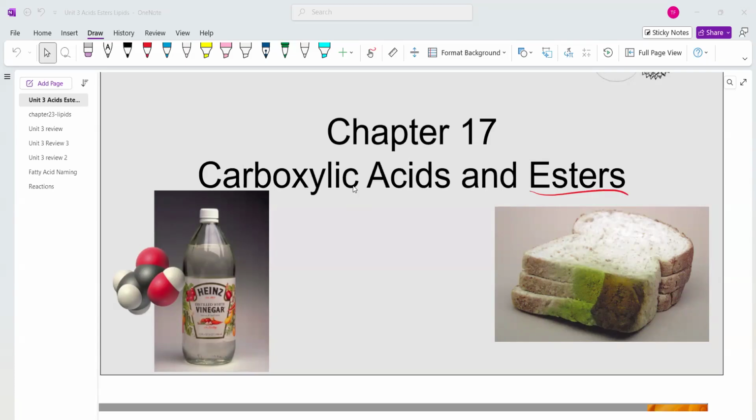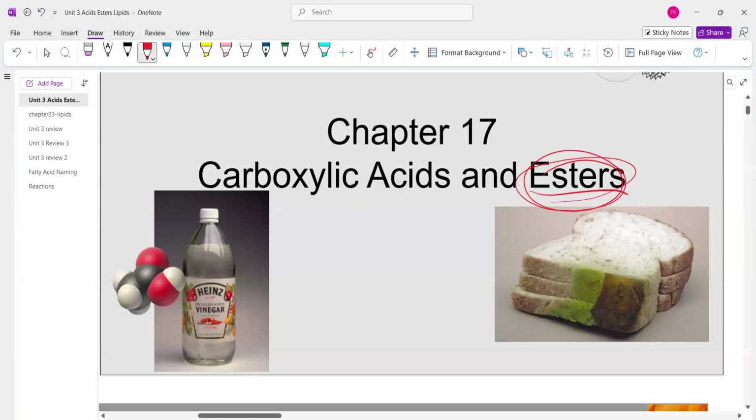So unit three is on acids, esters, and lipids. I keep doing that. Acids you're pretty familiar with. There's vinegar, acetic acid. From 305, you've talked about acids quite a bit, but you haven't talked about esters much, if at all. And esters happen when we have an acid and alcohol coming together.